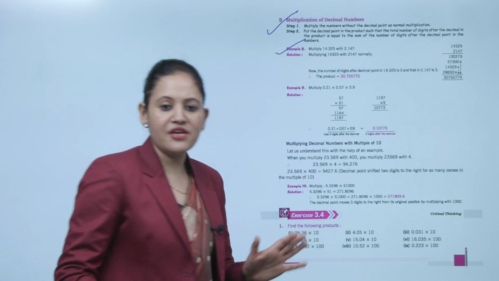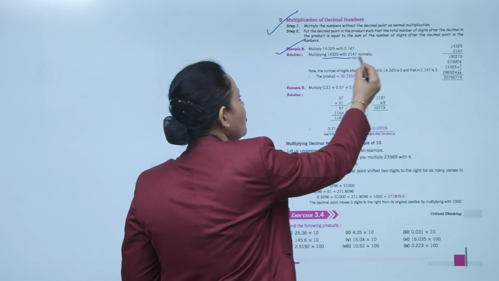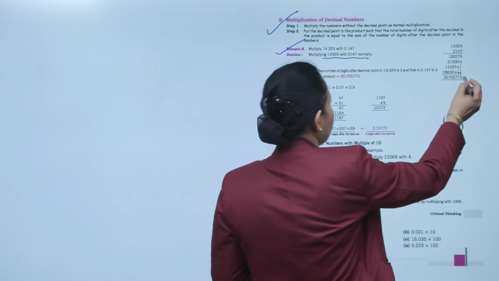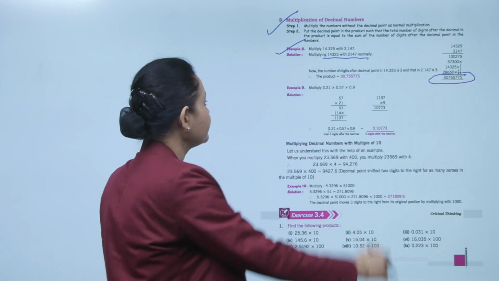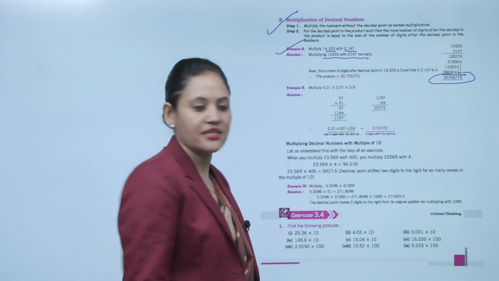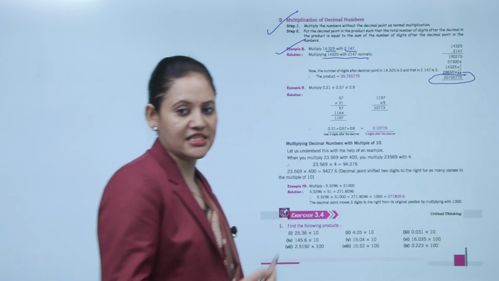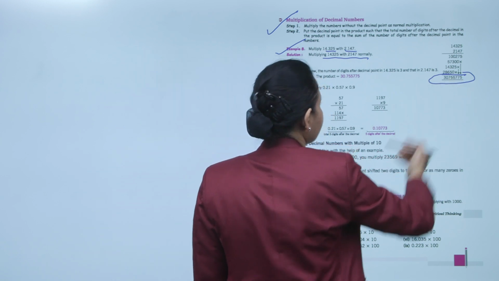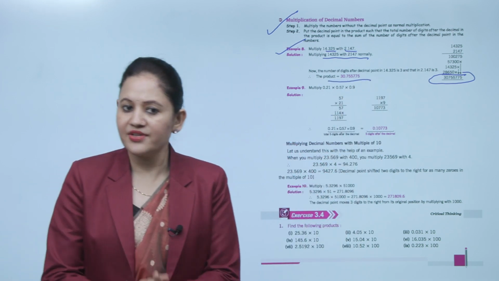So, firstly, we'll multiply simply 14,325 by 2,147. So, this is our answer. This is the product. Now, the number of digits after the decimal here is 3 and 3, total 6. Clear? So, start from the right hand side. After 6 digits, we'll put the decimal. So, 1, 2, 3, 4, 5, 6. So, the answer is 30.755775. Clear?